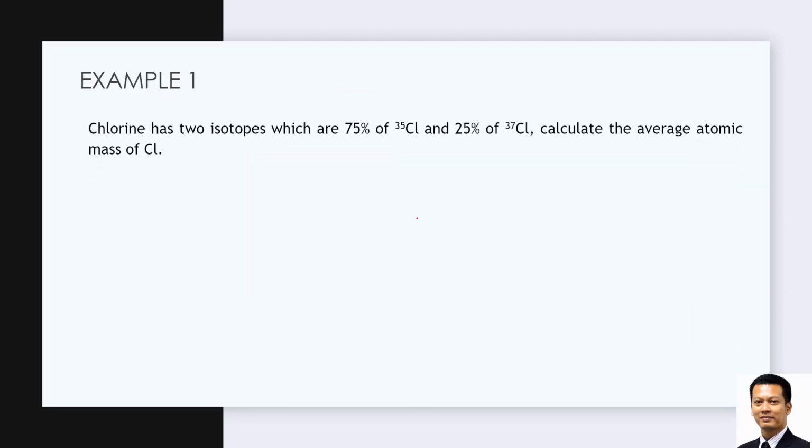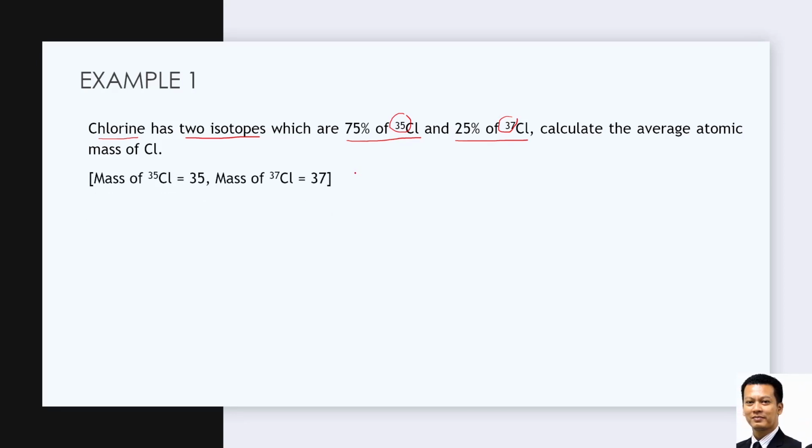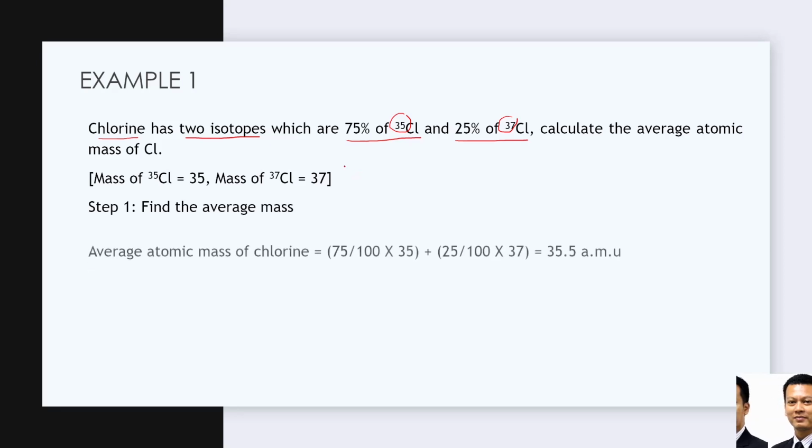So let's see an example. Chlorine has two isotopes. You are going to find the relative atomic mass of chlorine. 75% is 35Cl and the other 25% is 37Cl. So calculate the average atomic mass of Cl. This information is given for you. The first thing that you need to do is to find the average mass. This is just mathematics, so you use the formula in mathematics to find the average mass.